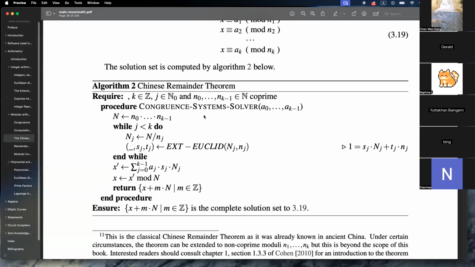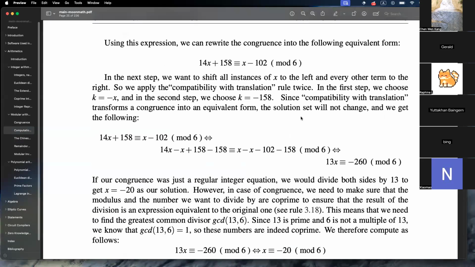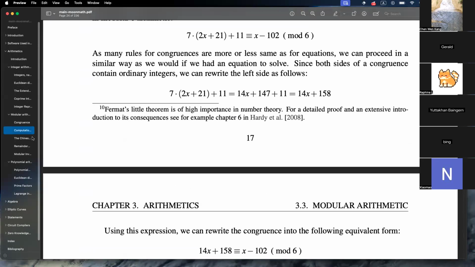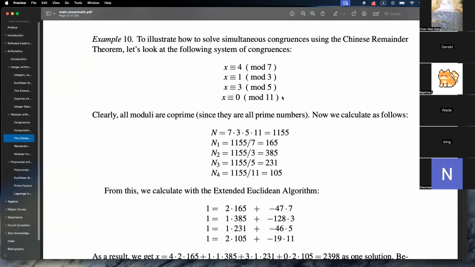So, I assume no one has issues with 3.3 then. But just for the sake of it, let's go through one of the examples here. Example 10. When we use the Chinese remainder theorem to solve a system of congruences, what we essentially want to do is find some value for x that satisfies all of these. Given some value of x, it's congruent to 4 mod 7, 1 mod 3, 3 mod 5, 0 mod 11.